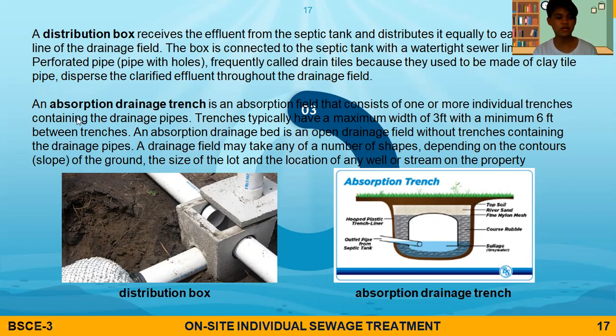An absorption drainage trench is an absorption field that consists of one or more individual trenches containing the drainage pipes. Trenches typically have a maximum width of 3 feet with a minimum of 6 feet between trenches. An absorption drainage bed is an open drainage field without trenches containing a drainage pipe. A drainage field can take any of a number of shapes depending on the contours of the ground, the size of the lot, and the location of any well or stream on the property.